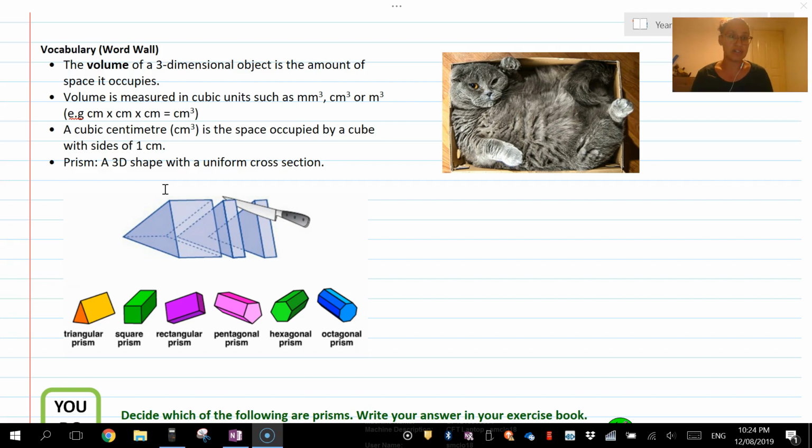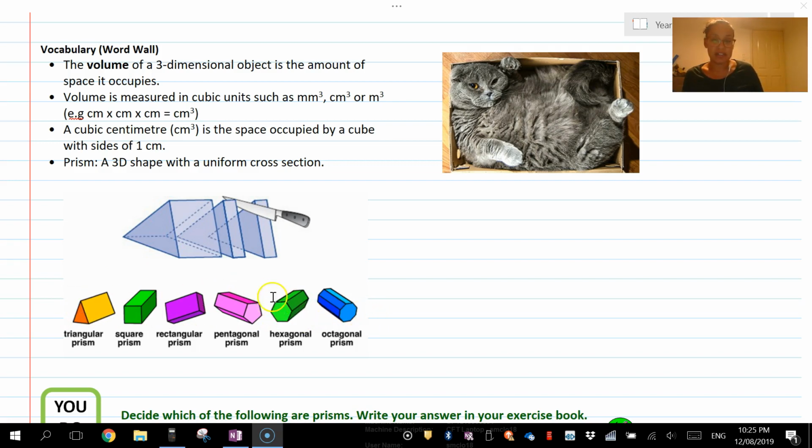I like to think of it as those hard-boiled sweets as they cut them up. They're all uniform in that aspect. Or think of those nice ice cream log cakes, and no matter where you cut it, everyone gets the same cross-section of the cake. Or a loaf of bread if you just want to go pretty standard. Anyway, so there are some different based prisms.